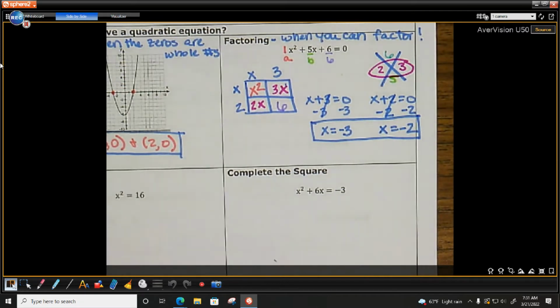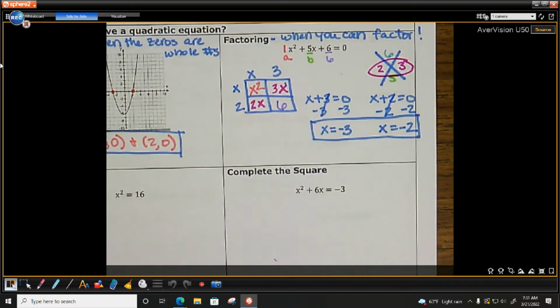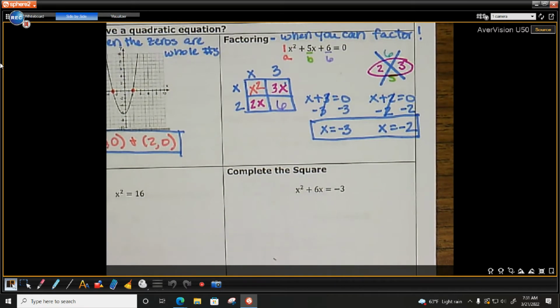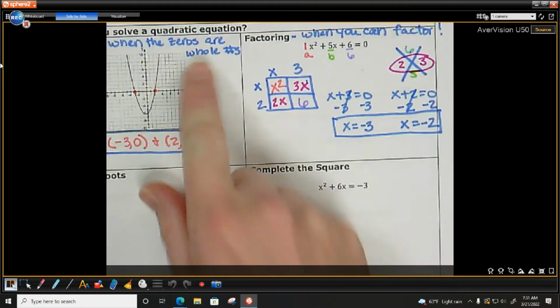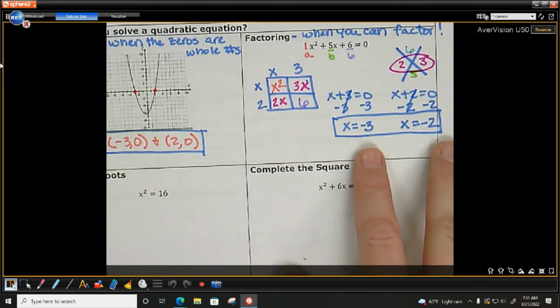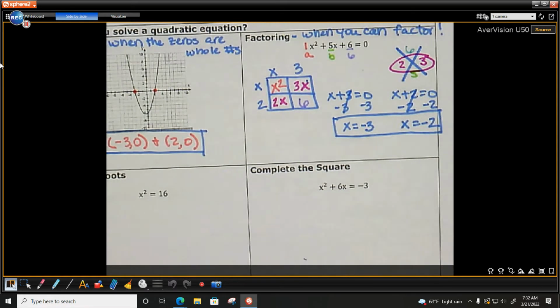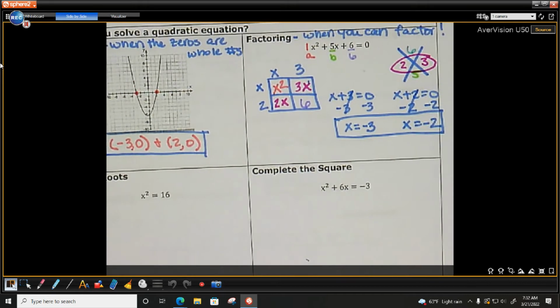Could I have solved this one by graphing? Yeah, because what did we say? Solve by graphing when the zeros are whole numbers. Are both these whole numbers? Yeah, so I could have done this one by graphing, okay? So again, there's more than one way you can solve these problems, okay? It's going to be a lot of picking your favorite method, and that's what you can use.